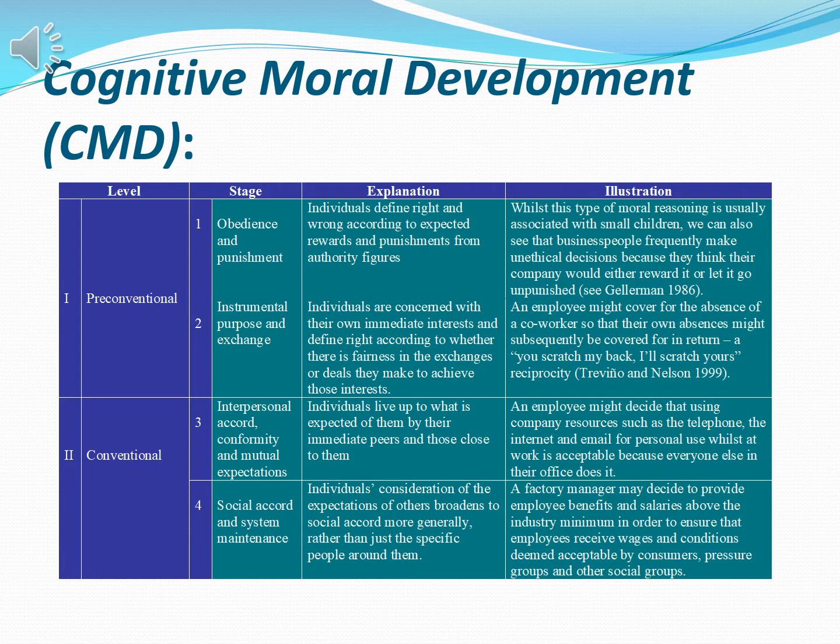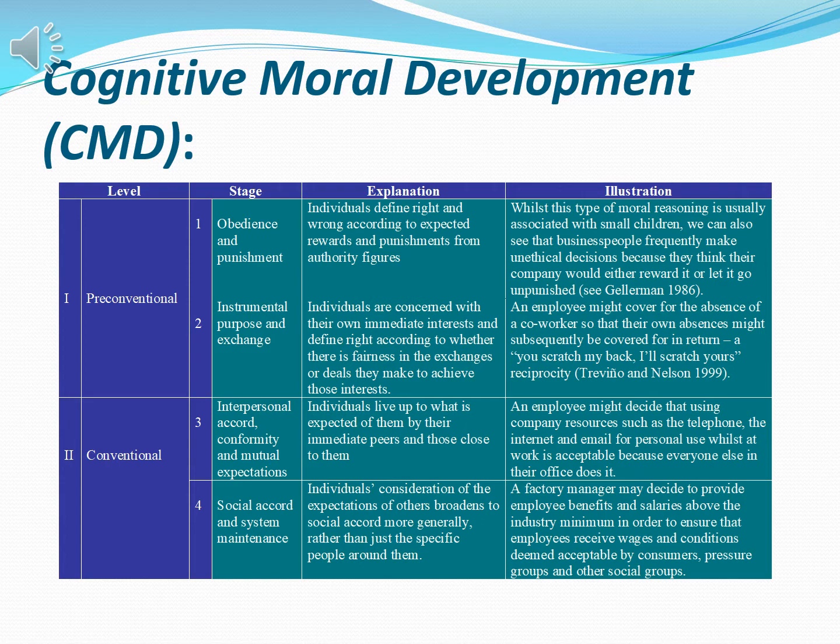We can divide our cognitive moral development into two levels also. One is pre-conventional and the other is conventional. In pre-conventional, the stages are obedience and punishment, and instrumental purpose and exchange. In this stage, the individual defines right and wrong according to the expected reward and punishment from authority figures.